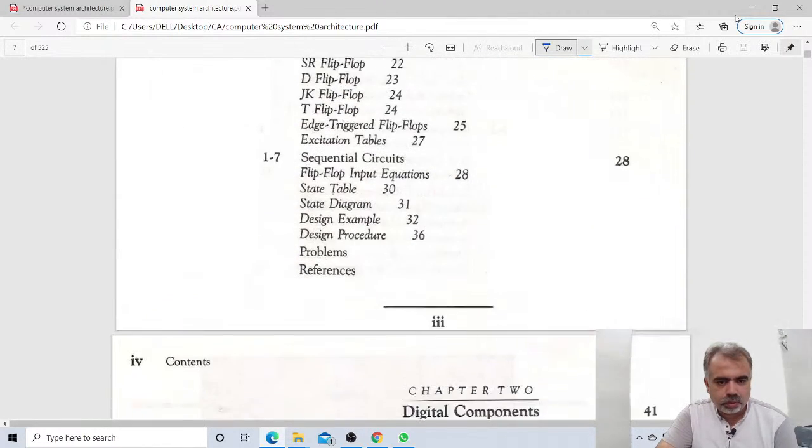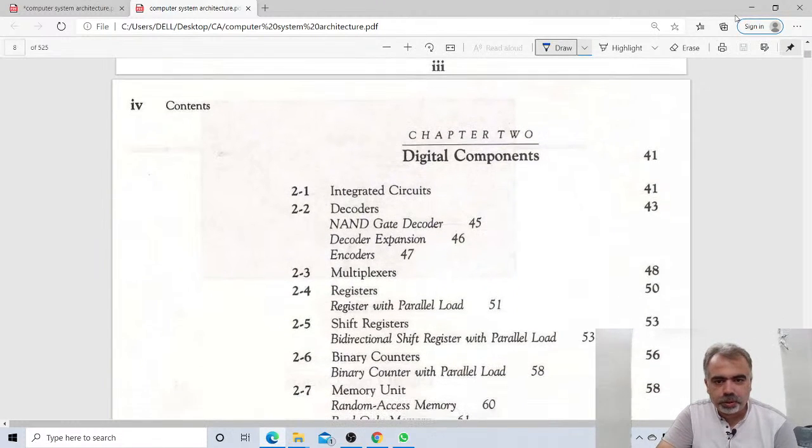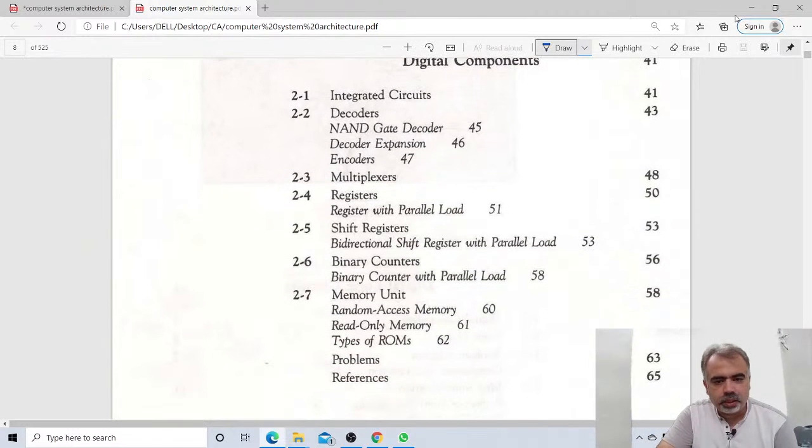Now let me move to the second chapter, digital components. This chapter is also just for revision, so your course does not start from here. But still, you should understand what decoders are, what NAND gates are, and how we can design a decoder through NAND gates. Then multiplexers, registers, shift registers, and the last topic, 2.7, the memory unit. It is all about the revision of your digital electronics.